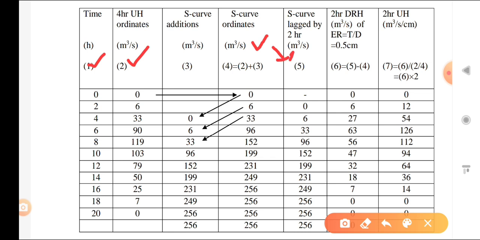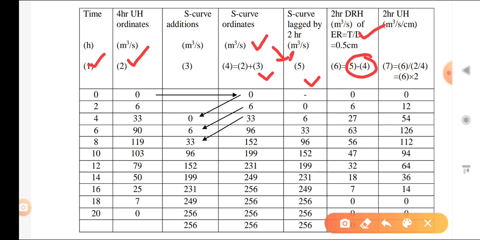Then we have to take the difference of these two, 5 minus 4, that will give you the DRH. What is the DRH effective rainfall? That is T by D. What is T? T is 2, and what is D? It is 4, so 0.5.